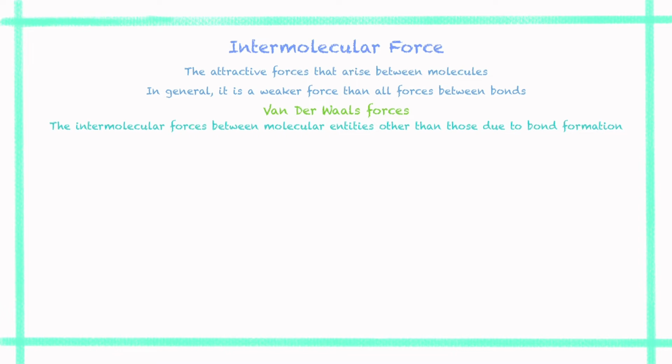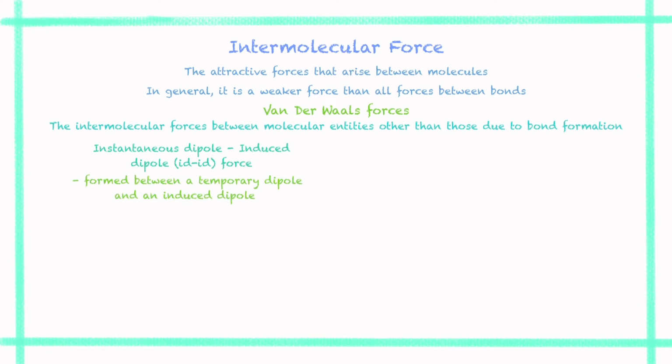The first type of force we are looking at is the instantaneous dipole to induced dipole force, or in short, the ID-ID force. As its name suggests, it is a force formed between a temporary dipole and a dipole induced by this dipole. It is the weakest intermolecular force amongst all others, with a strength of only 1 to 20 kilojoules of energy per mole.